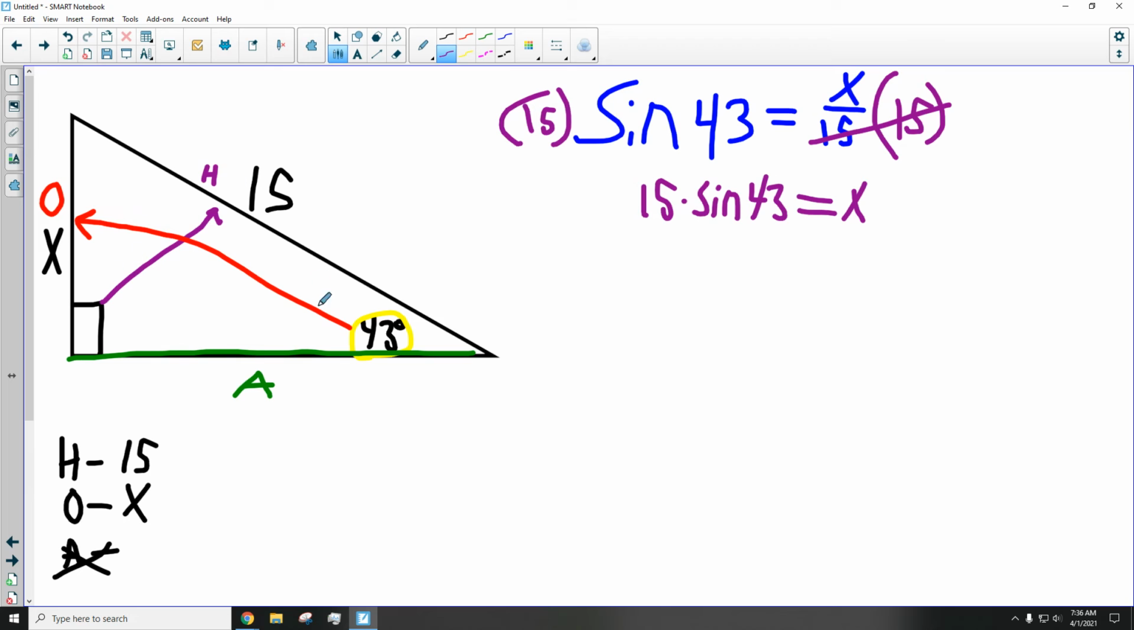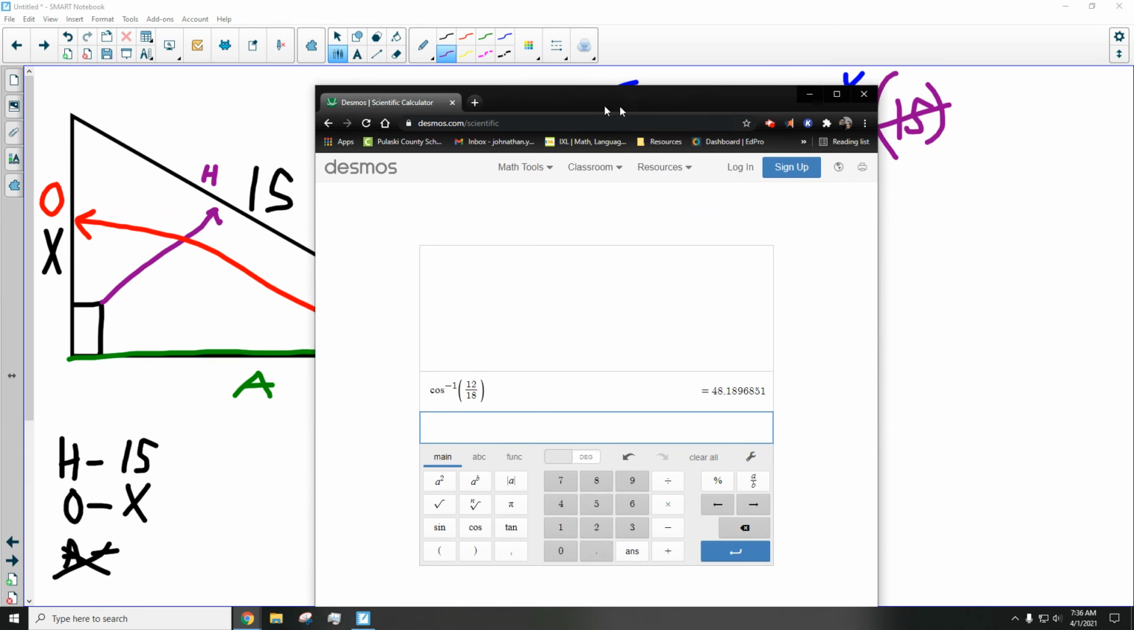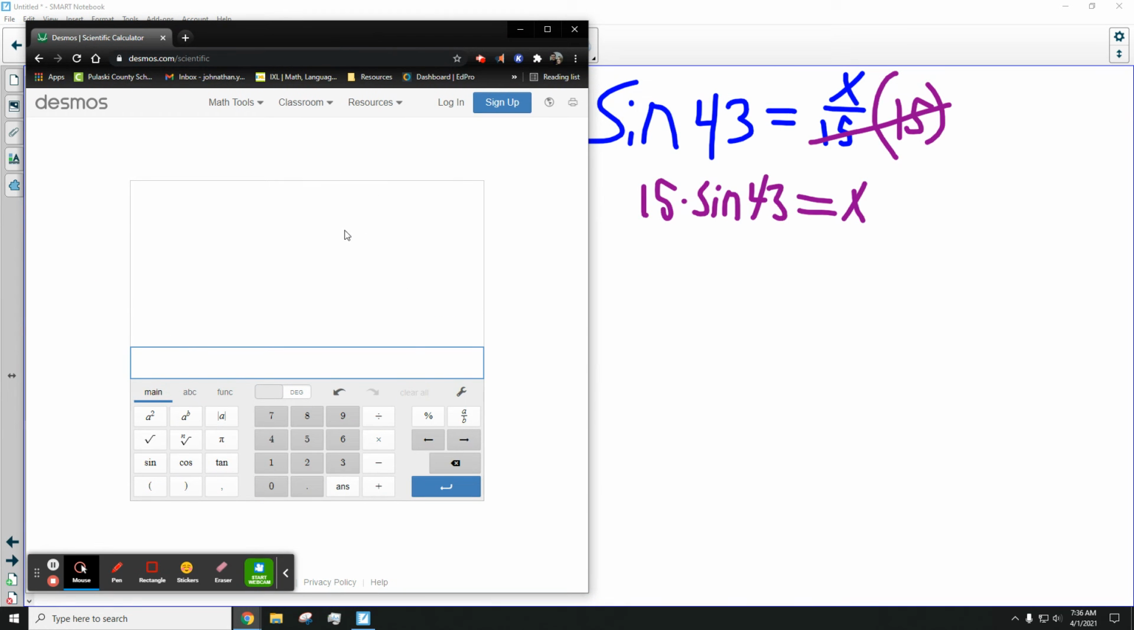So as long as you can label your sides and set up this equation in blue, it's pretty easy. Just multiply both sides with what's in the bottom of the fraction. And then it comes time for Desmos. And here, if you're using a TI-84, make sure it's set to degrees. So 15 sine of 43 gives me my answer.